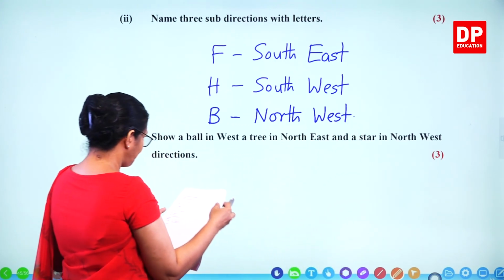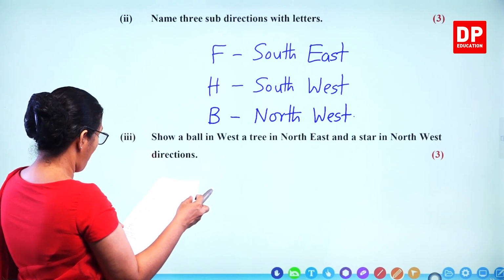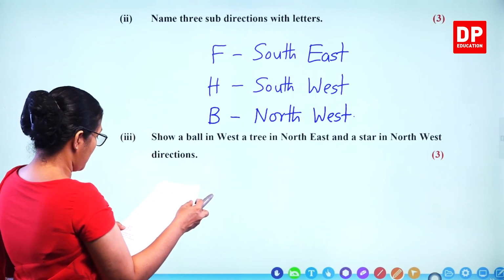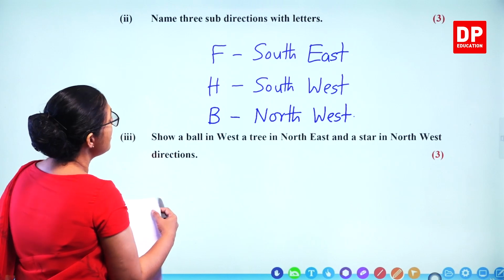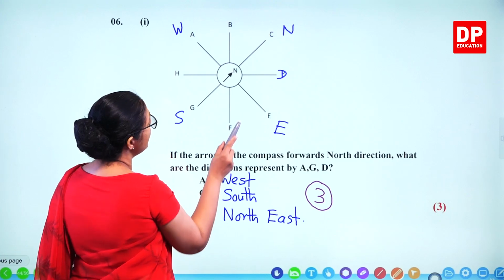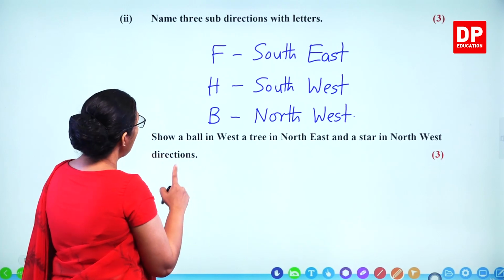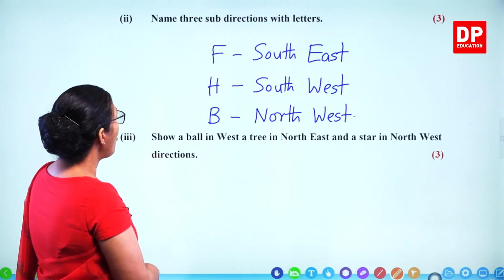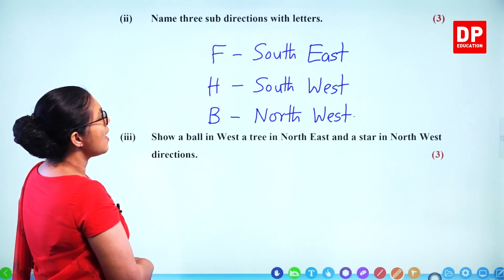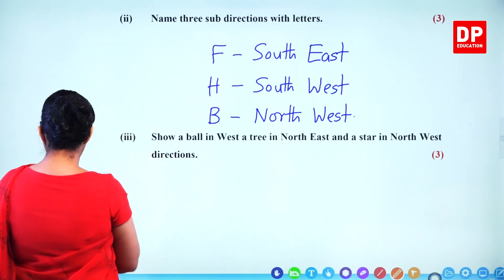So let's see. F, B and H. That's correct. So you can take any 3, but here another subdirection is D, because we already did D, so you can write the other 3. And the third part, show a ball in west, a tree in northeast and a star in northwest directions. Show a ball in west.